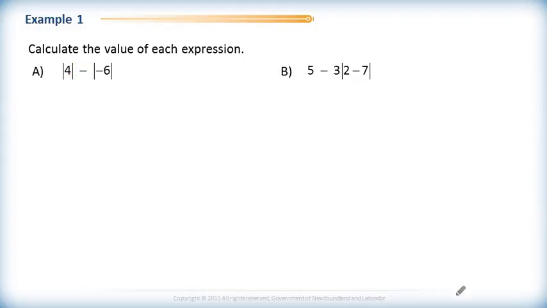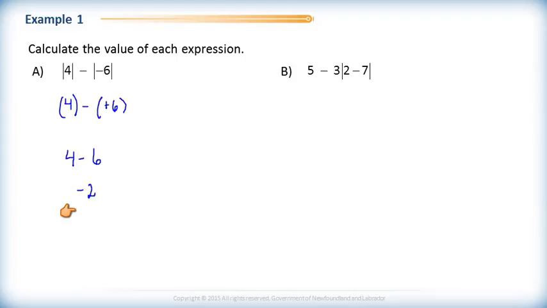Now, there are no operations to perform inside any of those absolute value signs, so we just take the absolute value. So the absolute value of 4 is 4. We'll change the absolute value symbols to brackets. And then the absolute value of -6 is +6. And again, we change the absolute value symbols to brackets. 4 minus +6 is the same as 4 subtract 6, which is -2. So even though we have an expression involving absolute value, the result of the calculation can be negative.